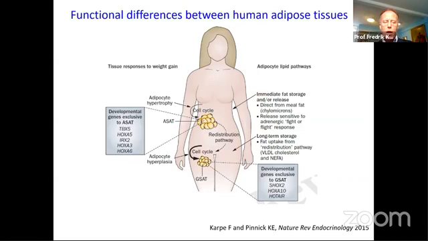So these cells share the same genome, but they express different proteins and different genes, and that gives the different characteristics. And I'll give you one physiological example that is particularly striking, really demonstrating how clear it is that these fat depots are so different.